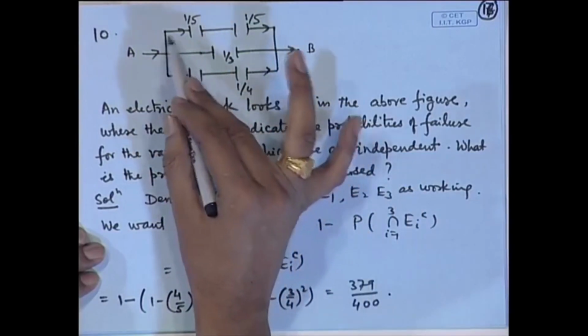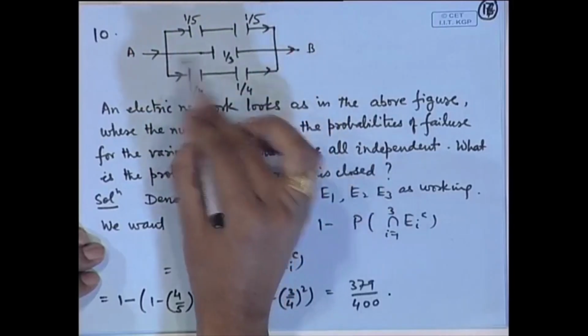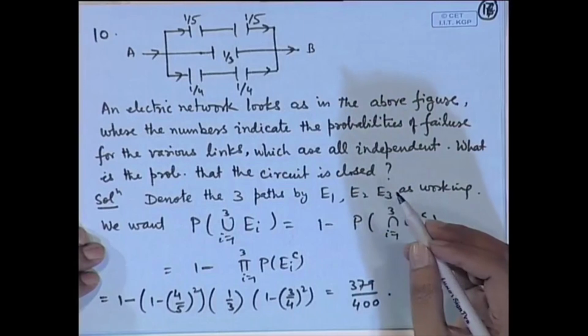This is because of the redundancy in the system, because if any of the paths is working, the current will be flowing from A to B. So, in today's lecture we have given various applications of the rules of probability. Thank you.